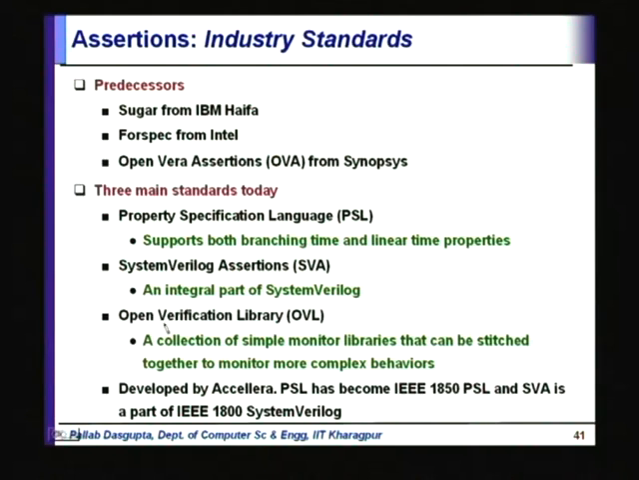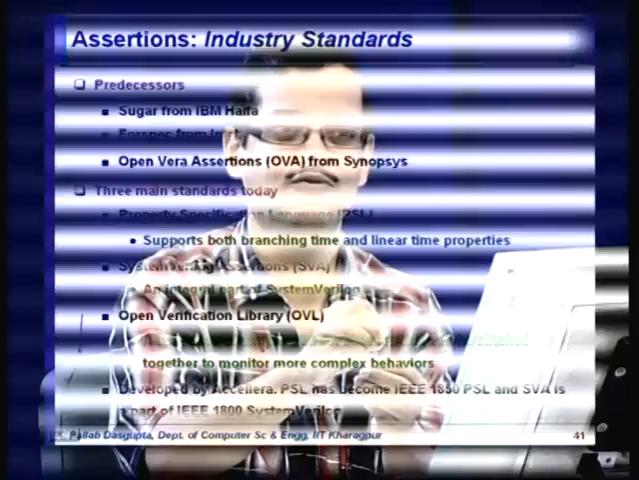So, the difference between this OVL and the other two is that these are property specification languages. The checkers for those properties are separate, they are not part of the specification, right. So, the simulator or the formal tool is going to check those properties, right. On the other hand, OVL is a library. So, it is like that you have the monitor already written, you just fit in the parameters and plug it in with your simulation, right. So, it is like a pre-designed monitor, get it.